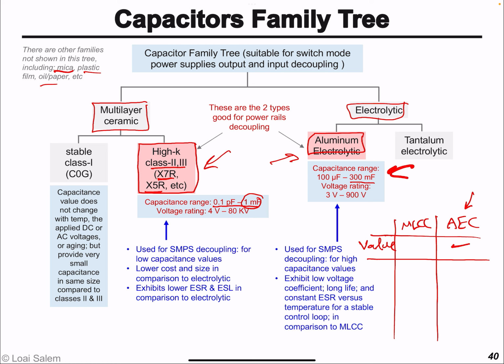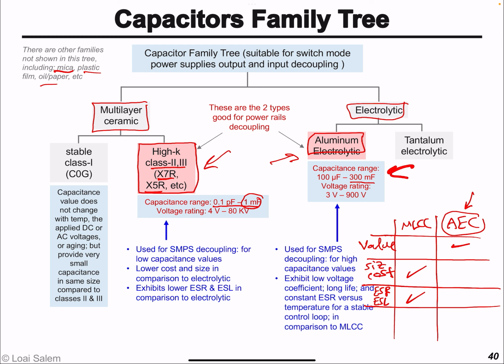The other thing is size and cost. You will find that multi-layer ceramic capacitors are way smaller than aluminum electrolytic capacitors, as well as much cheaper. And in terms of quality, or the equivalent series resistance and equivalent series inductance of the capacitor, again, you will find that multi-layer ceramic capacitors are much better. They have much lower equivalent series resistance in comparison to aluminum electrolytic capacitors, which is something I'm going to discuss briefly in the following slides.